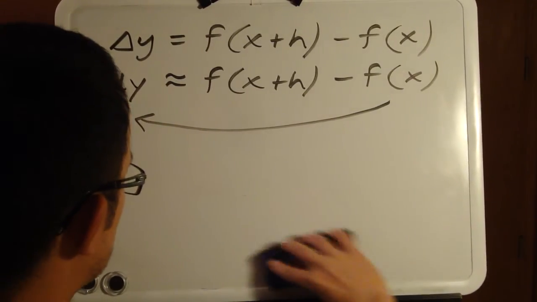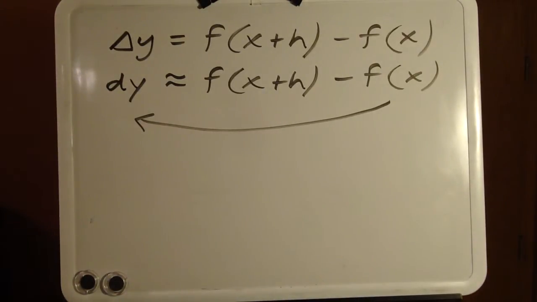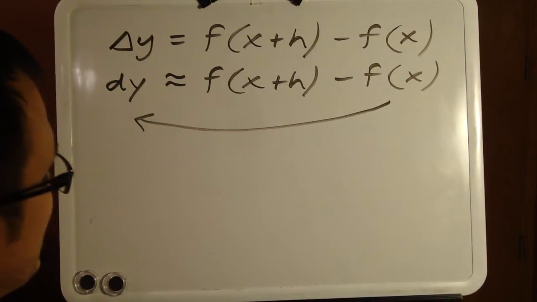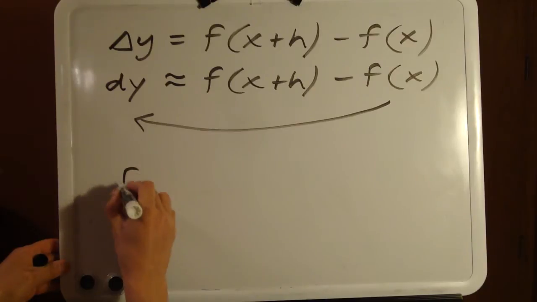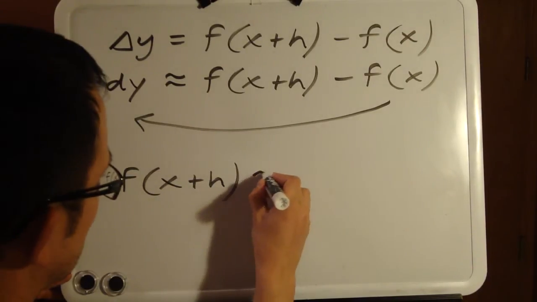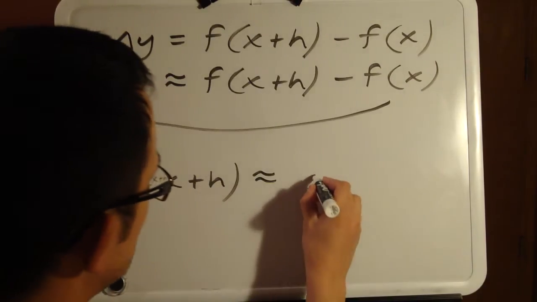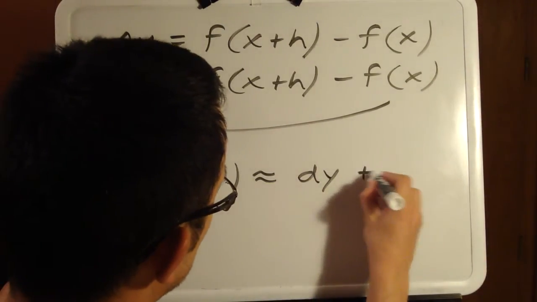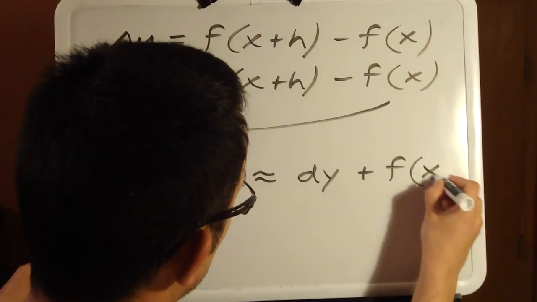and then we can rewrite this formula. So I'm going to write it going this way here, starting with the f of x plus h. So it'll look this way. So f of x plus h will be about equal to dy, right, and then plus f of x.